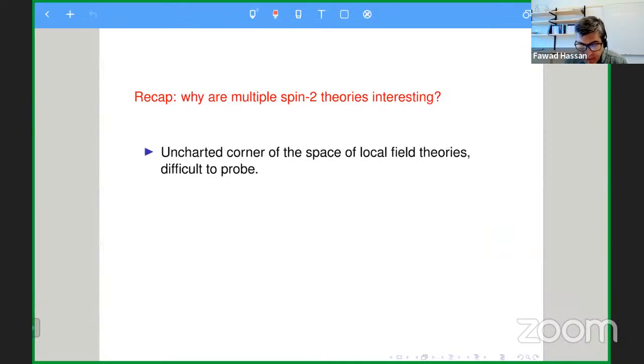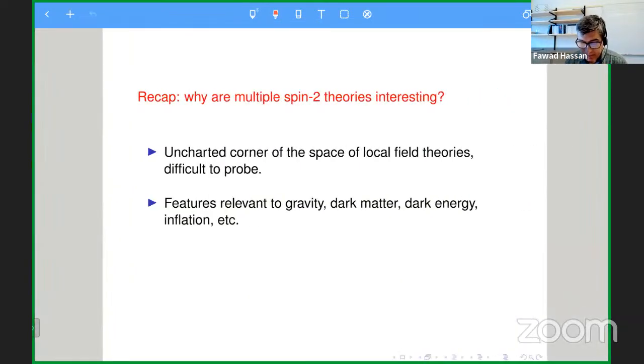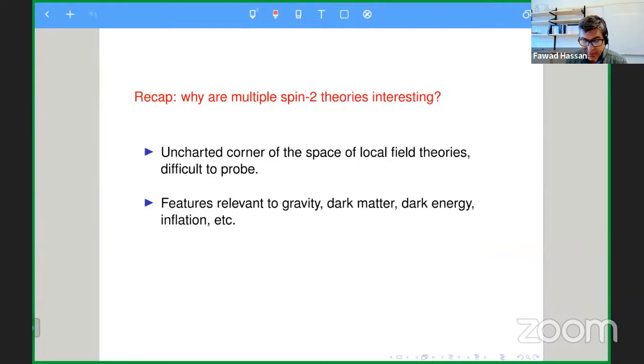Just to recap, why are we interested in theories of multiple spin 2 fields? This is an uncharted corner of the space of local field theories, which is difficult to probe. Furthermore, it has interesting features. First of all, being spin 2 theories, they are of course closely related to gravity, which is a spin 2 theory. The content of these theories could constitute dark matter. You have a number of spin 2 fields which are weakly coupled to gravity and to other matter fields, as we will see. So they are good candidates for dark matter.